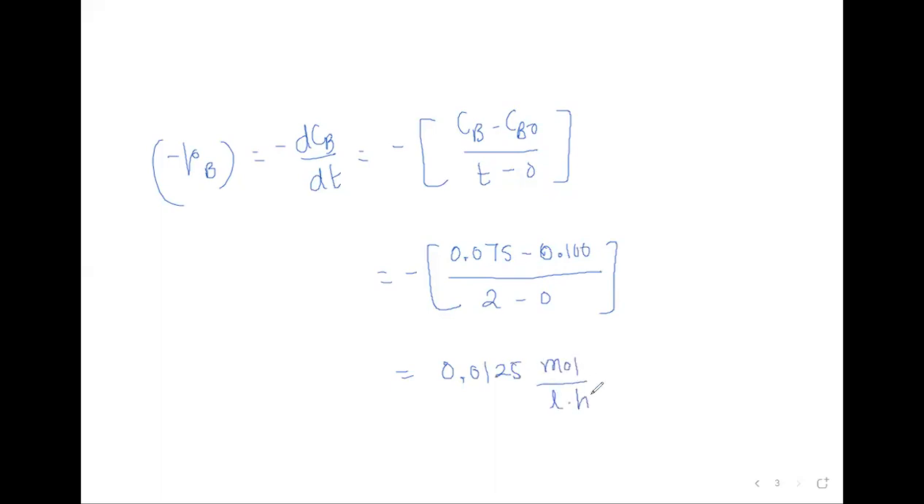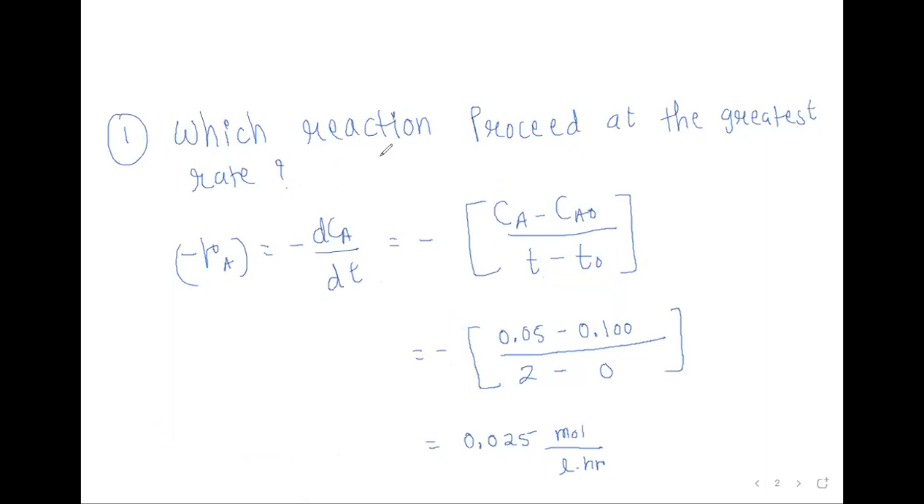So which one will be the highest? 0.025 or 0.0125? It means the greatest rate will be for A. You will get 4 marks or 3 marks. Okay, we'll give the answer of the first question, which reaction proceeds at greatest rate. We say that A proceeds at greatest rate.